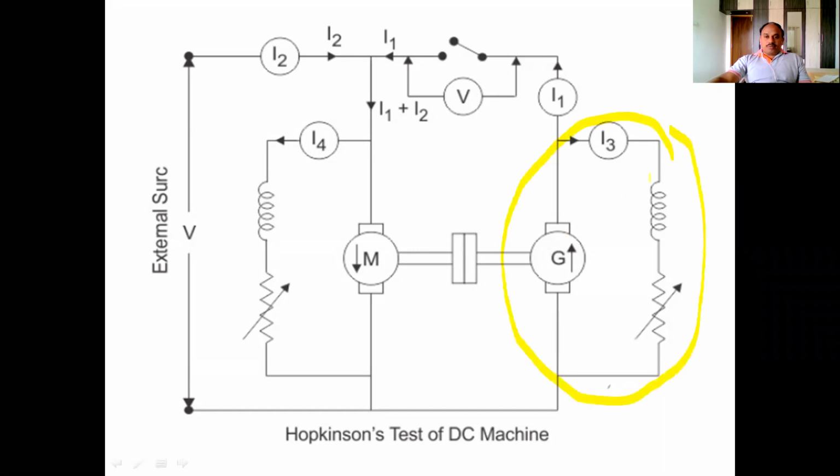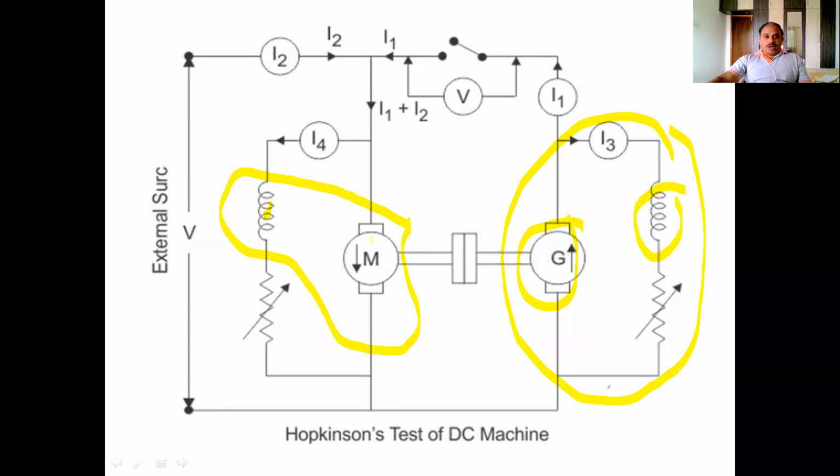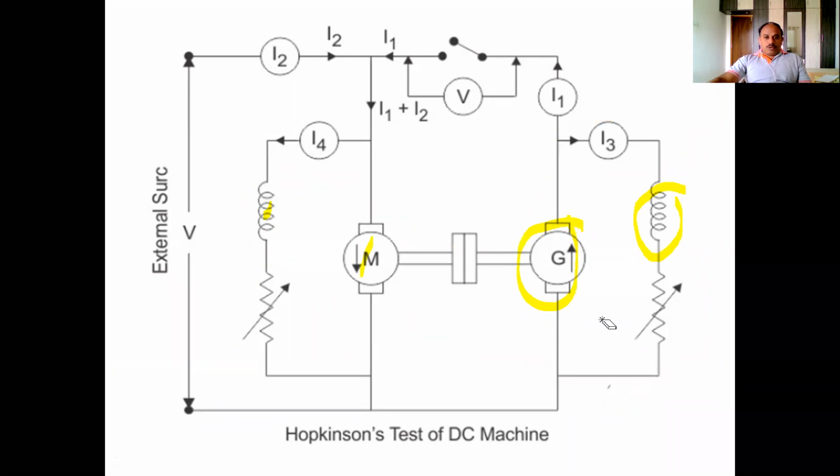The total machine is a shunt machine. Armature and field both are connected in parallel. So this is a generator, and this machine acts as a motor. Field winding and armature winding both are connected in parallel because both are shunt machines.